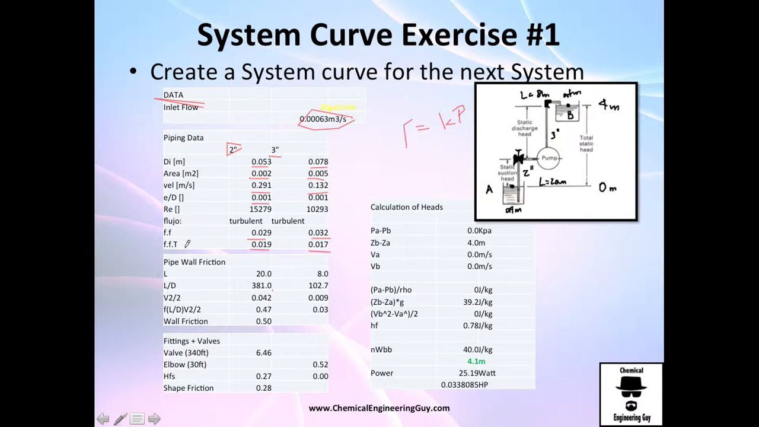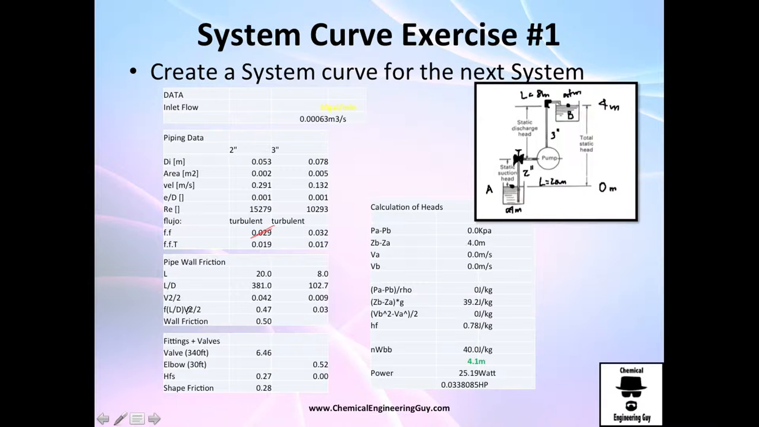Now, that was piping data. Eventually, I want to calculate the pipe wall friction. So I need the length: I have 20 meters in the first pipe and 8 meters in the pipe that is 3 inches. I divide length by diameter: 20 divided by 0.05, I got this, and 8 divided by this, I got this. Now I need the velocity head, so it's velocity squared divided by 2, right here, right here. And recall that by definition, to calculate the friction of each pipe, I need the friction factor, which is right here.